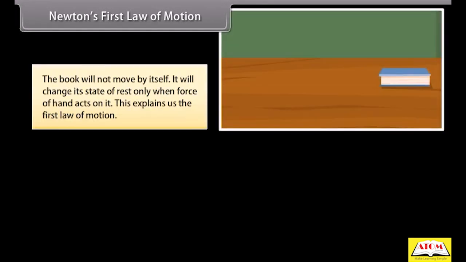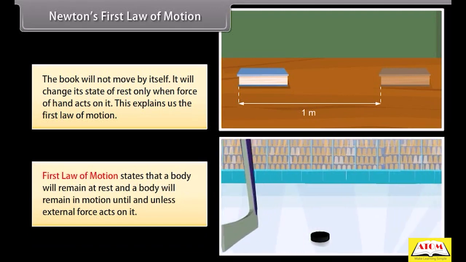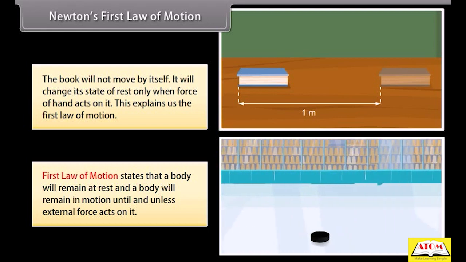Newton's first law of motion. The book will not move by itself. It will change its state of rest only when force of hand acts on it. This explains to us the first law of motion. First law of motion states that a body will remain at rest and a body will remain in motion until and unless external force acts on it.